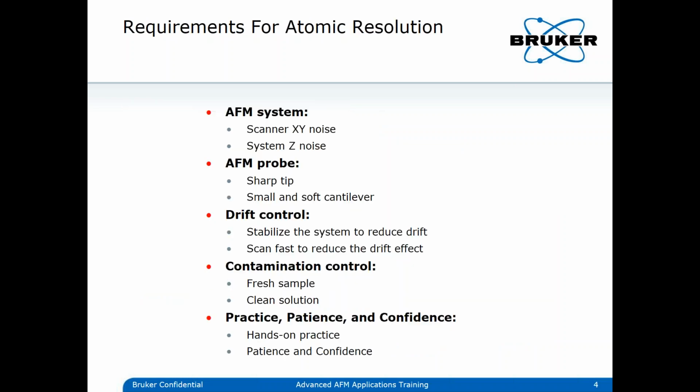So what do we have? Again, low noise XY scanner. You have to have a low noise in Z. You have to have a sharp tip and a small and soft cantilever. Again, coming to that later.